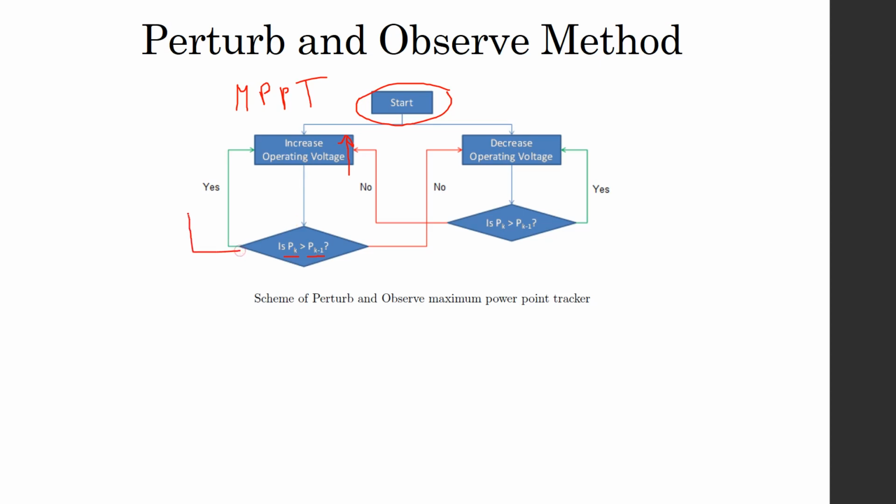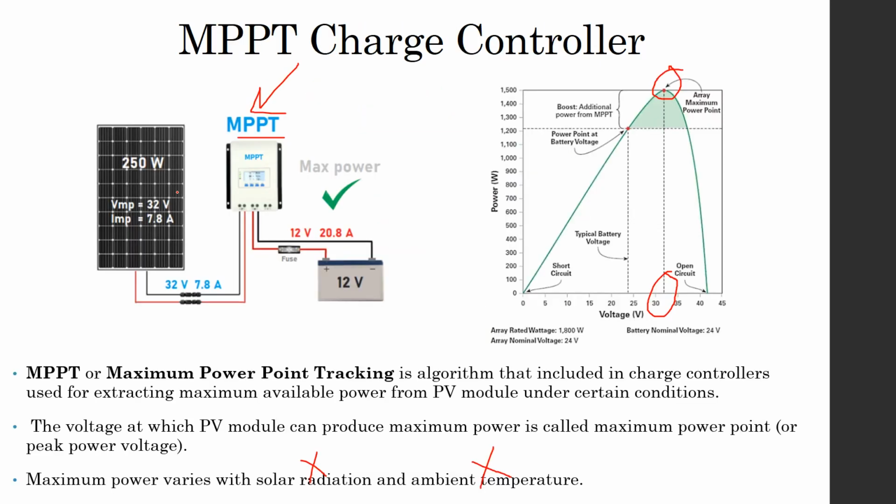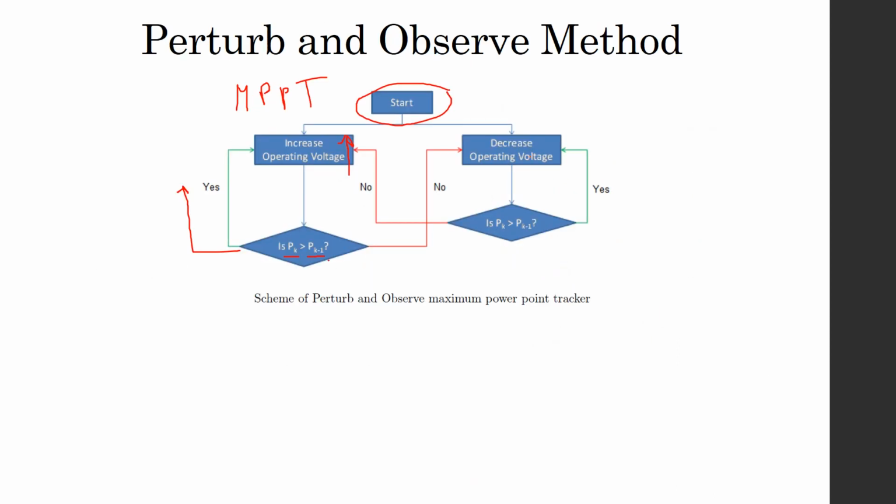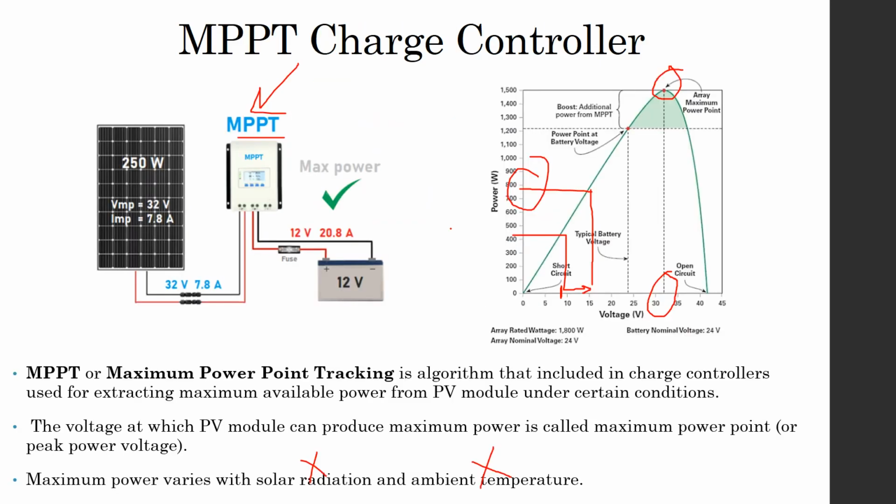If the answer is yes, it means that we are on the right track. For example, if we are at this point and we increased the voltage, for example, to 15, and observe the new power. This is the old power, and this one is the new power. We can see that the new power is higher. So we increase the operating voltage again and observe.